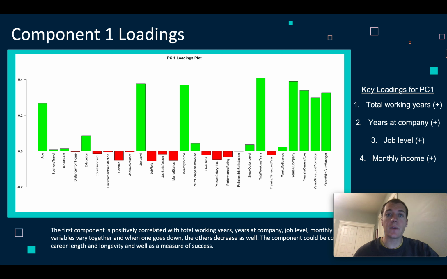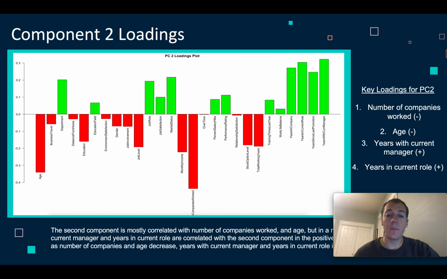So we've got these things called loadings in our PCs, and like I said, each of the principal components has the original 27 variables in it. So we can look at the absolute magnitude of some of these loadings, and these are the variables that we're familiar with. PC1, which contains a whole lot of our information in the data set, is positively associated with total working years, years at company, job level, and monthly income. So we can interpret this PC as a measure of career length and longevity, as well as a general measure of success.